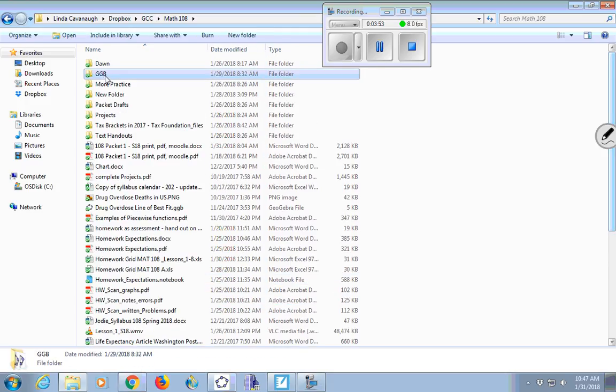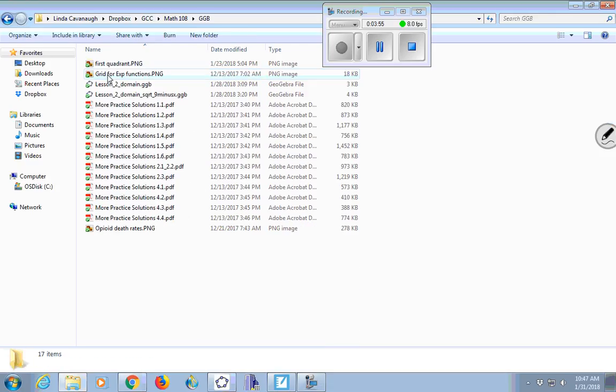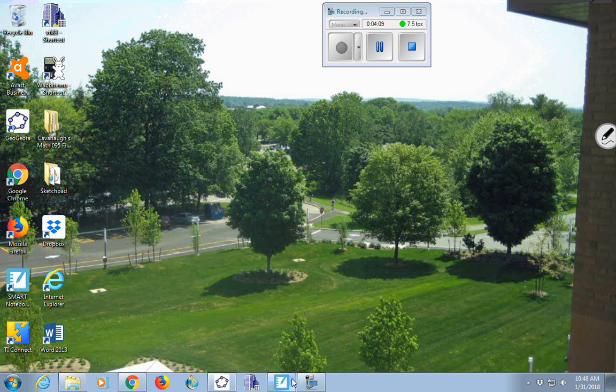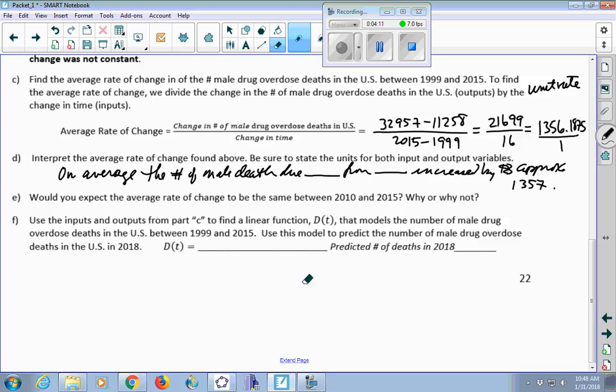So still January. Okay. Do you see lesson 2 domain? I don't see opioid deaths. That doesn't look like a GeoGebra file though. I think that's just the table. Okay. So it might be interesting to look at this table and see, does it look like it's linear or exponential? What's happening here to these death rates?